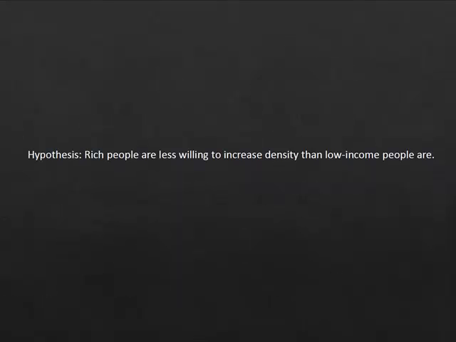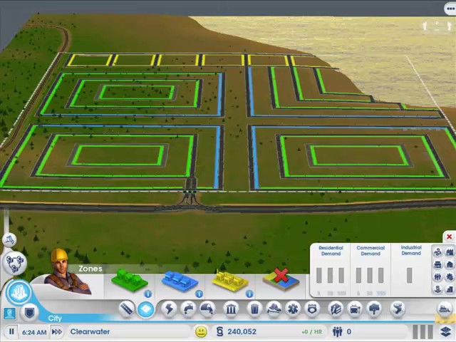My hypothesis is that rich people are less willing to increase density than low-income people are. If my hypothesis is positive, when low-income people begin to ask for increased density, the rich should still be satisfied with the current density. As you can see, most of the area are for residential use.